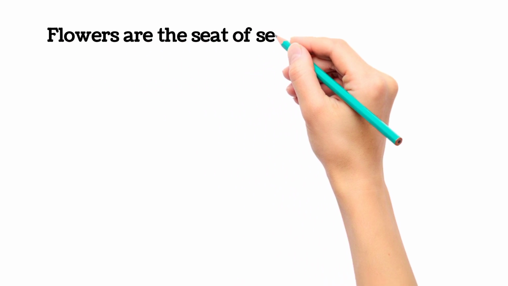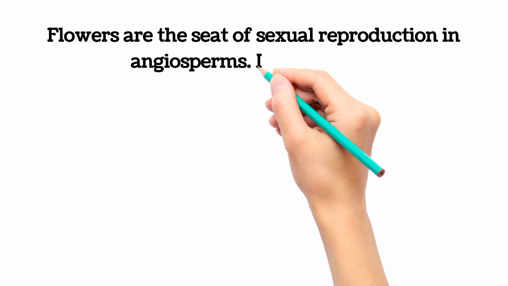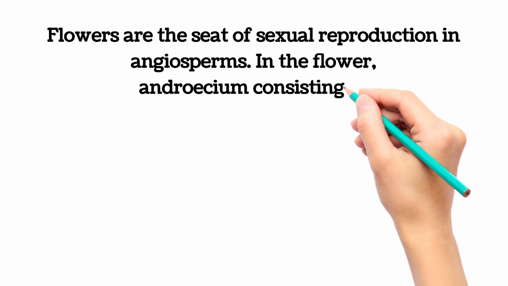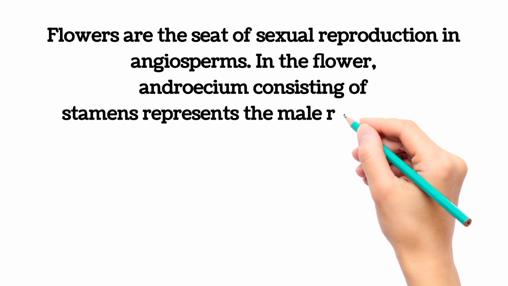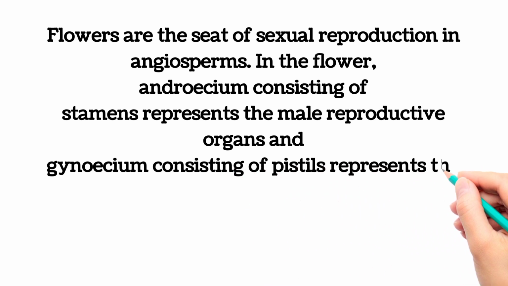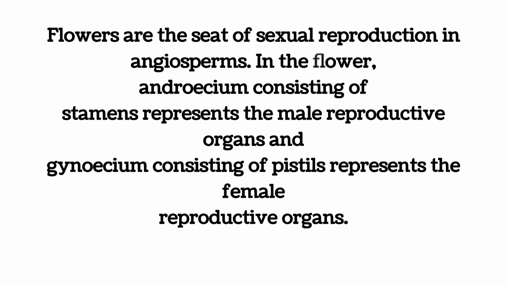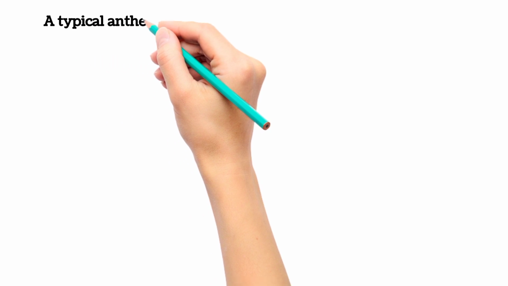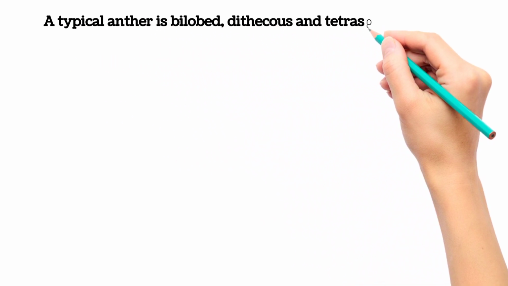Flowers are the seat of sexual reproduction in angiosperms. In the flower, androecium consisting of stamens represents the male reproductive organs and gynoecium consisting of pistils represents the female reproductive organs. A typical anther is bilobed, dithecous and tetrasporangiate.